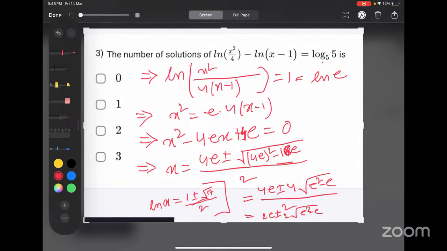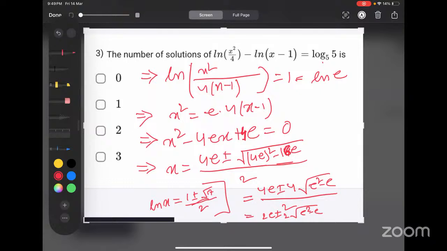That is wrong. How are you getting ln of 1? Here, madam, minus ln of x minus 1 if you split. Oh, okay. You cannot split minus. Only division and multiplication you can split. Minus and plus you can't split.